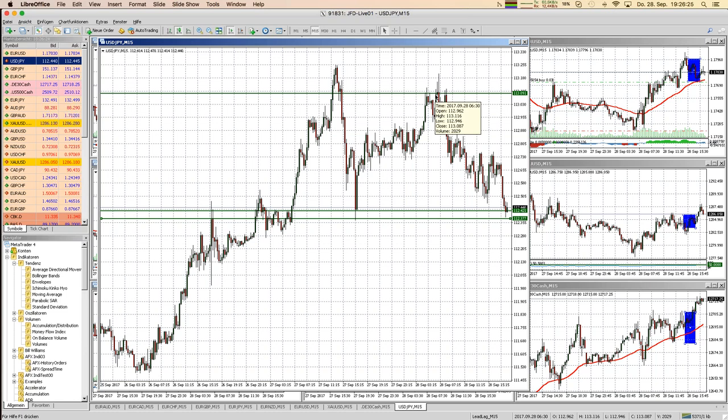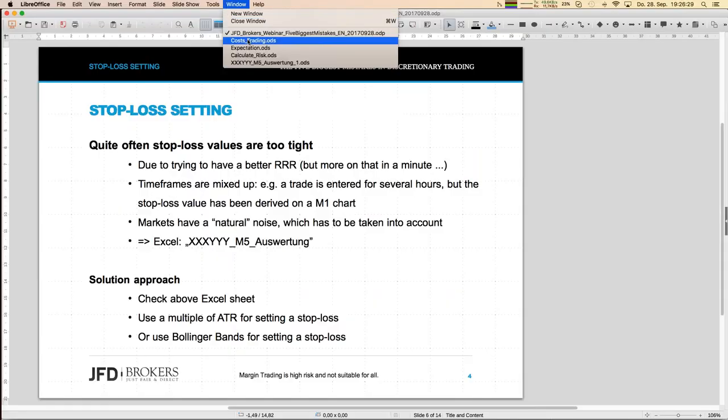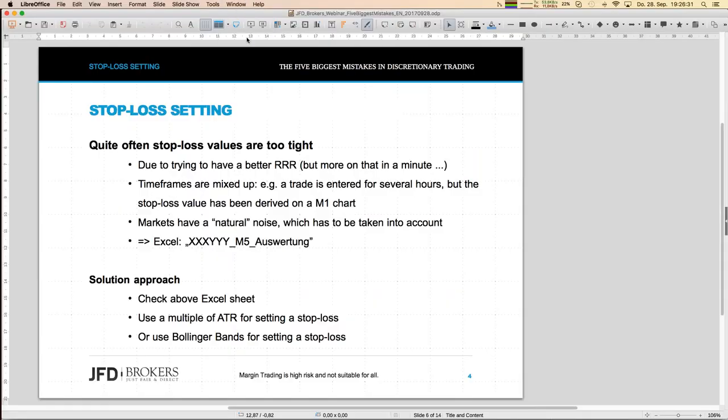But before we come to that, one thing a lot of people are doing is that they use extremely tight stop loss values in order to create a better risk reward ratio. But that's not good. You will see in a minute.